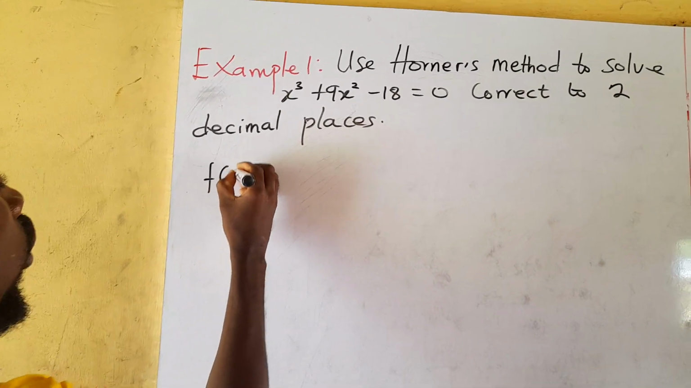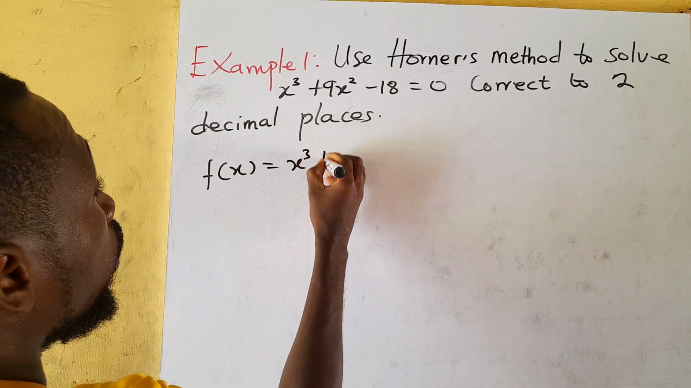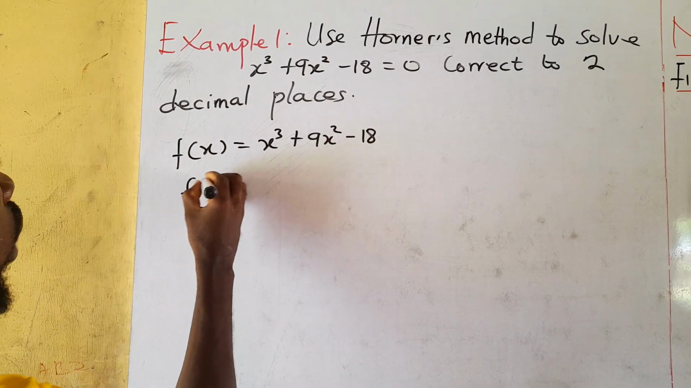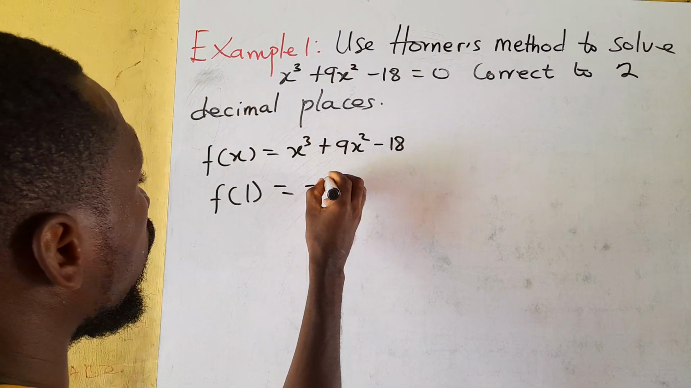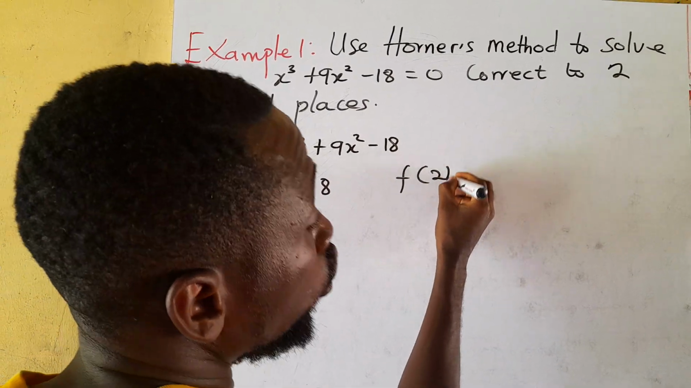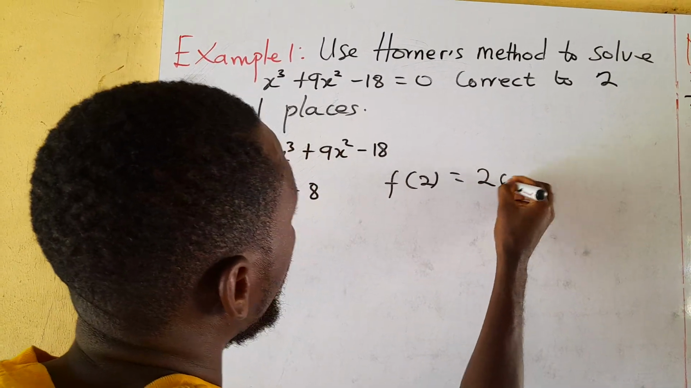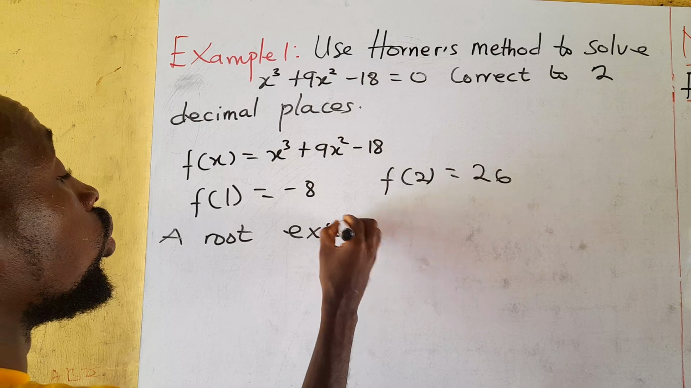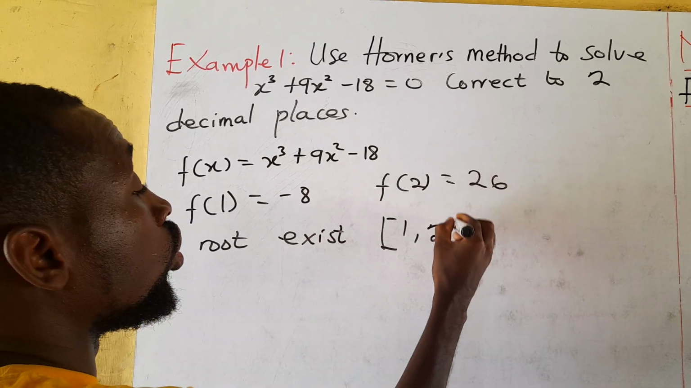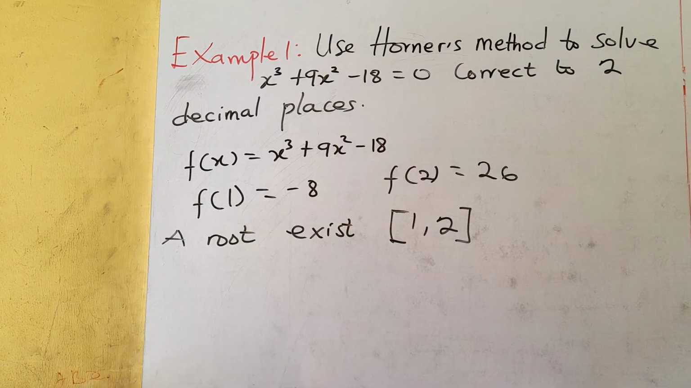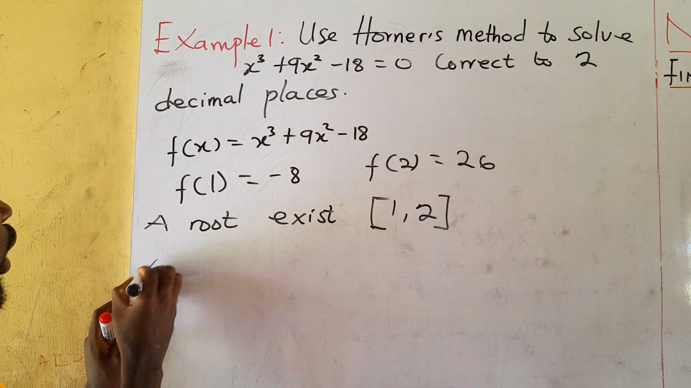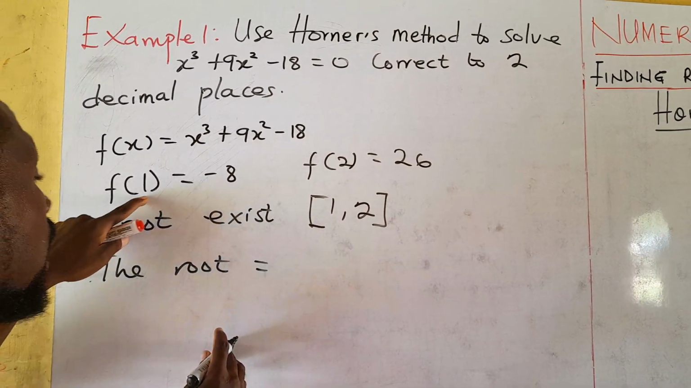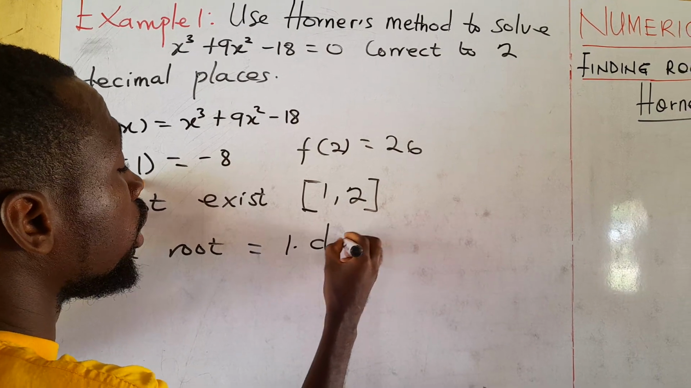So let f of x be equal to x cubed plus 9x squared minus 18. We find f of 1. When you find f of 1, you get negative 8. When you find f of 2, you get 26. That means the root exists within the interval 1, 2, closed. I hope you get that. Then our proposed root will be equal to, remember this is a, so it will be 1 point d1, d2.